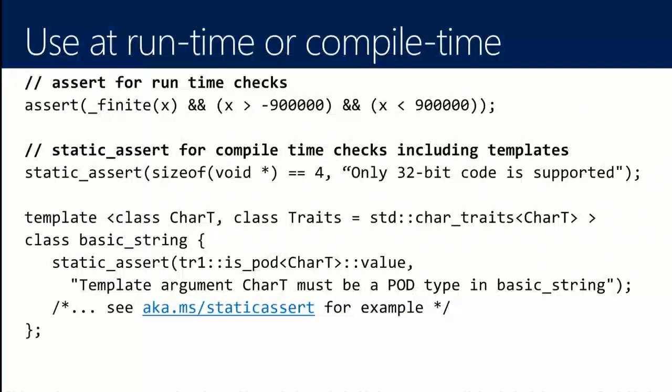And then static assert for compile-time checks, including templates. The first one looks for 32-bit code support. If it's different, then it throws. And the bottom one is making sure that in the template, the type T is a POD type. And there is an example of that. I'm pointing down to the screen. Point over here.